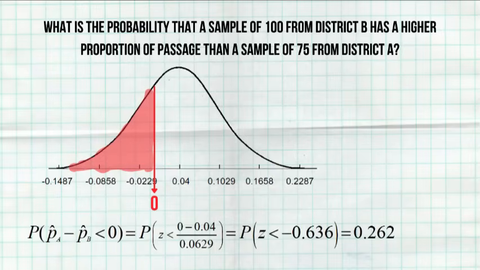So there's a 26.2% chance that if you get a sample from each, 75 from District A, 100 from District B, there's a 26% chance that the sample proportion from B will be higher than the sample proportion from A. Now, the opposite of that 26% chance would be the probability that District A is higher, which District A is supposed to be higher, so that's what should be more likely anyway. So answering that question about one sample being more than another is a very common question when you're analyzing the difference between two sample proportions.